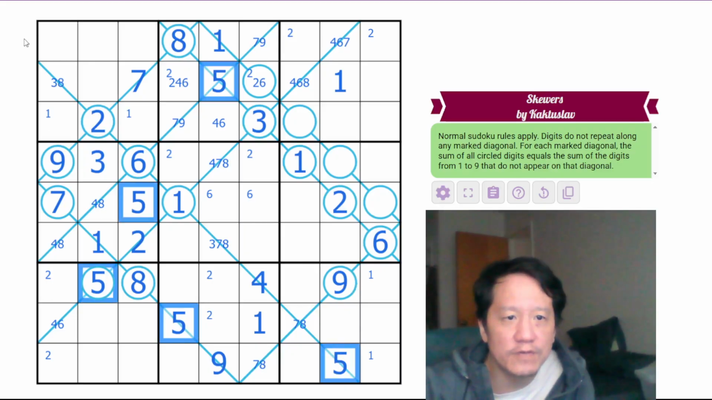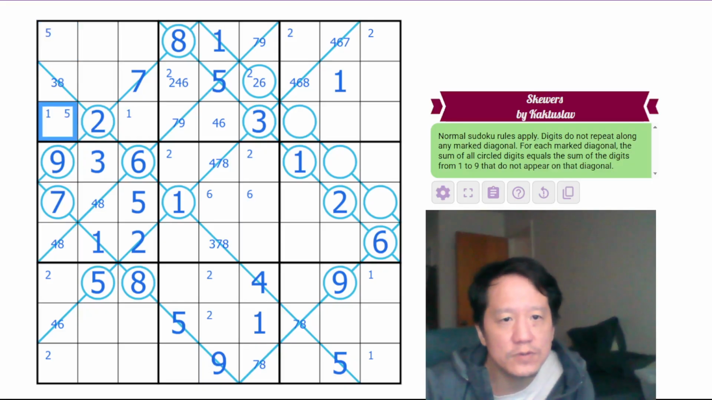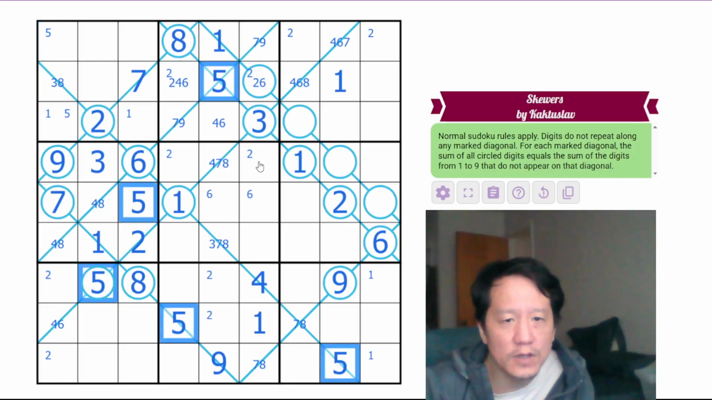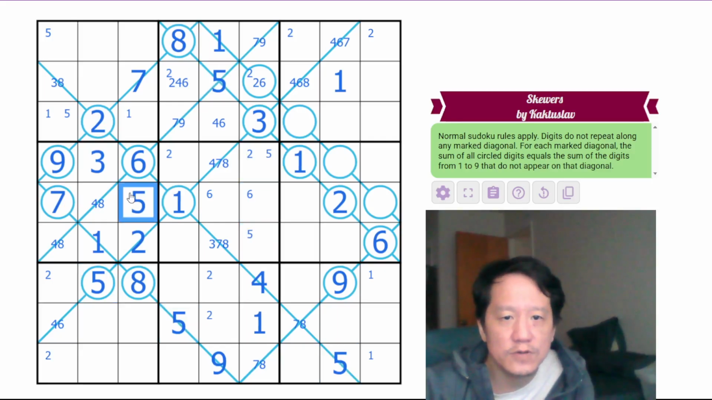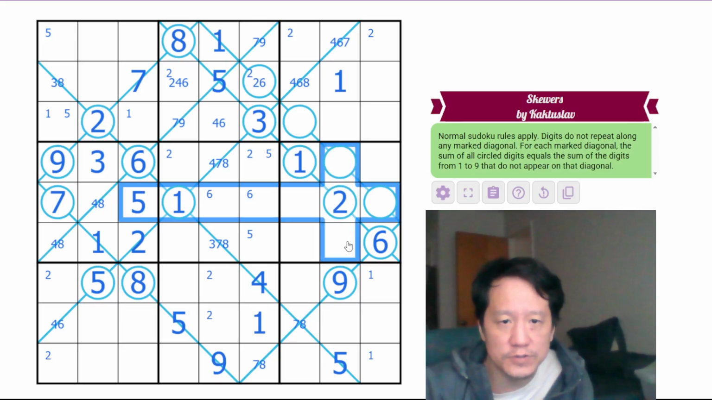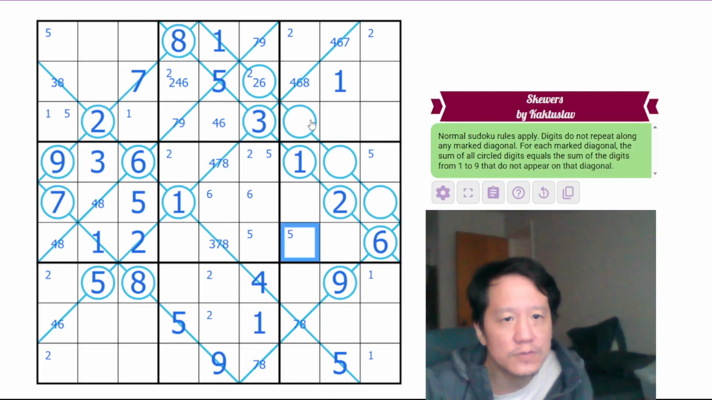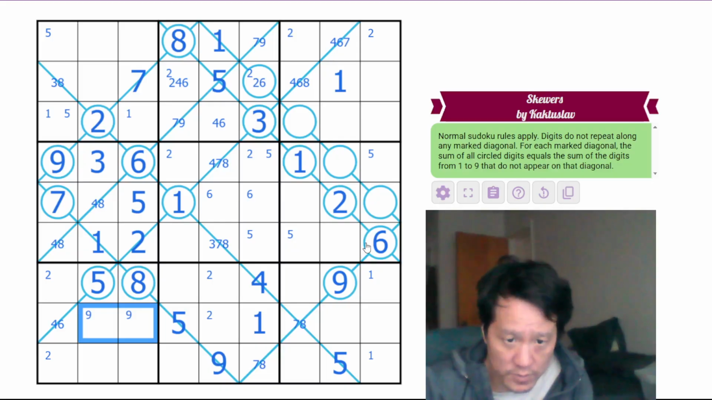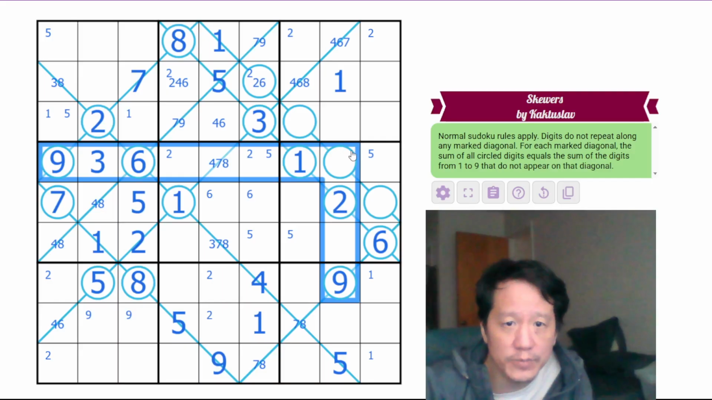So 5 has to be one of these two in column 1. In column 6, it must be one of these two. 5 cannot be here or here, so 5 in box 6 has to be one of these two. 9 has to be one of these two in row 8. Cannot be here, cannot be here.